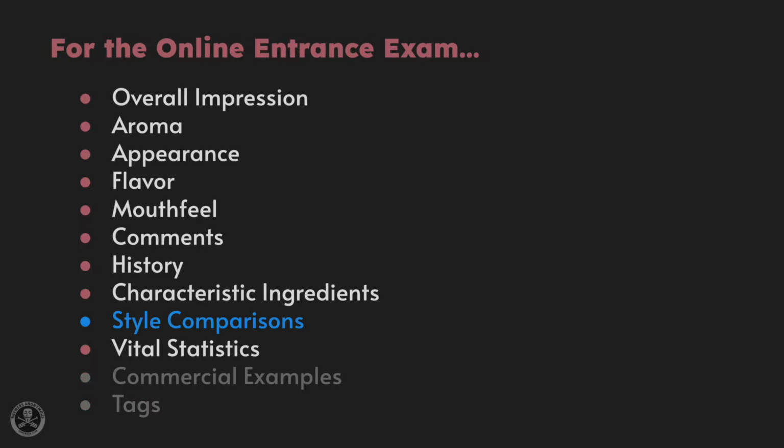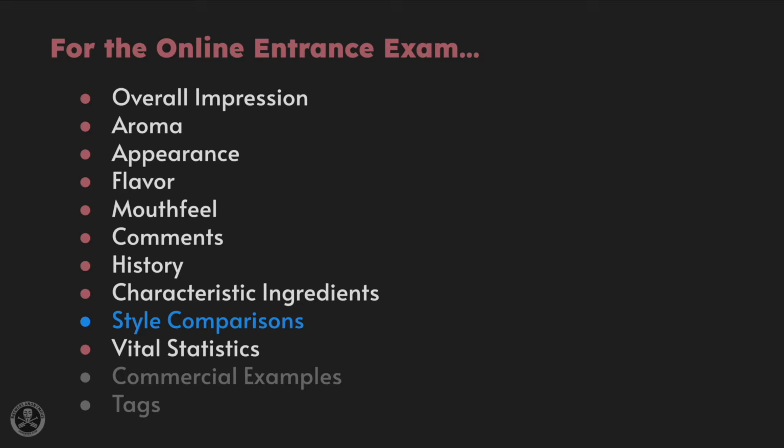So for the online exam, you could have questions taken from overall impression, aroma, appearance, flavor, mouthfeel, comments, history, characteristic ingredients, style comparisons, and vital statistics. Now, that's a lot of information that they can pull many questions from, and that's a big reason, if not the main reason, this exam is open book, particularly in the vital statistics section, because that is a lot of information, mostly numbers, to memorize if you didn't have the book in front of you. So being able to look those up quickly certainly helps when taking this exam.